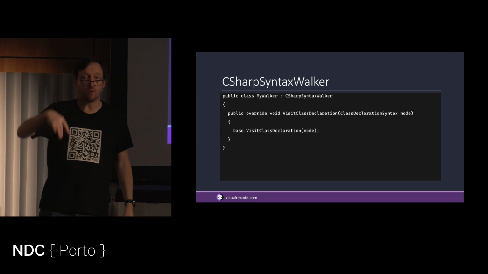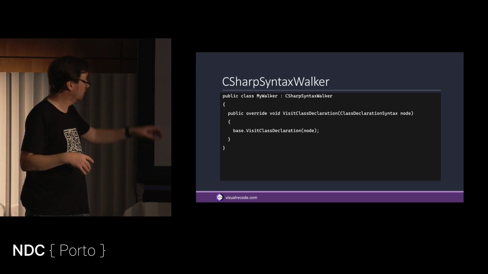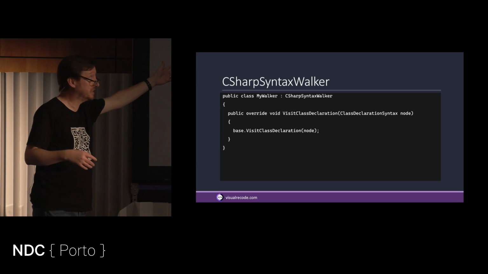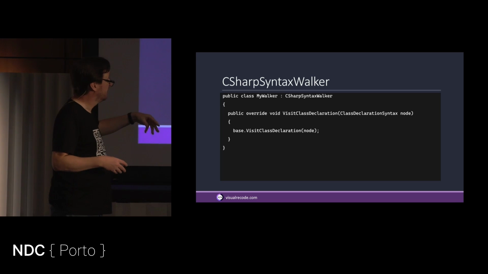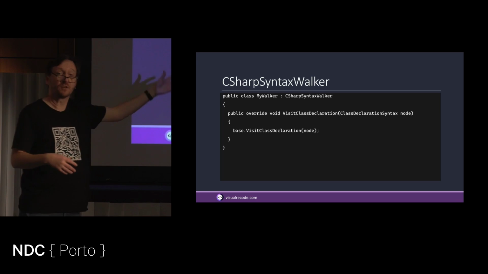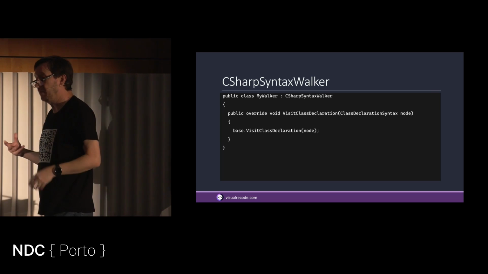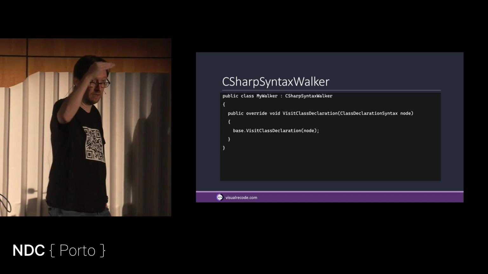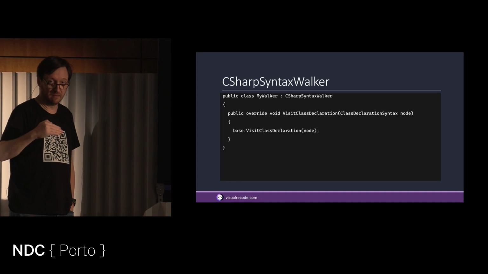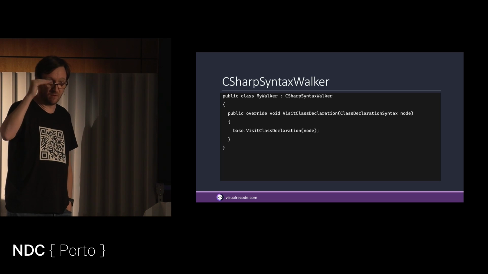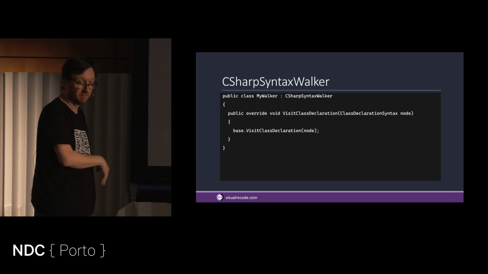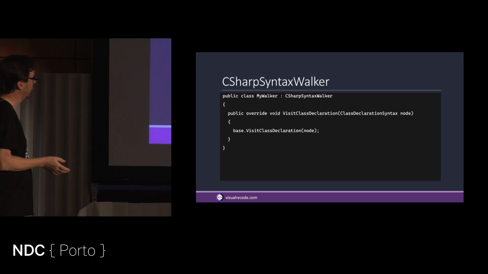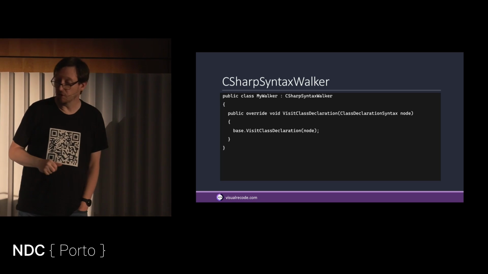And it will go through all the nodes, and then it will call visit class declaration every time it finds a class declaration syntax node. And it will call visit interface declaration and so forth. That is the visitor pattern. C# syntax visitor will only walk one level. As soon as it hits something, it'll go, I found it, and now I'm stopping, which isn't really the visitor pattern as I understand it. So the one that you want is C# syntax walker.